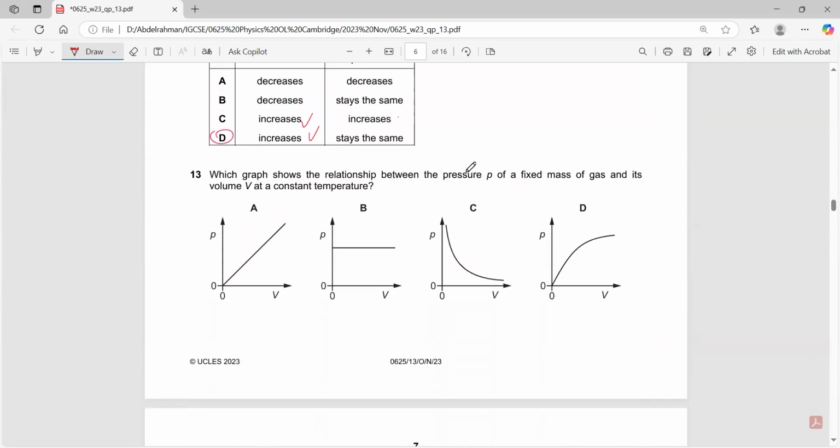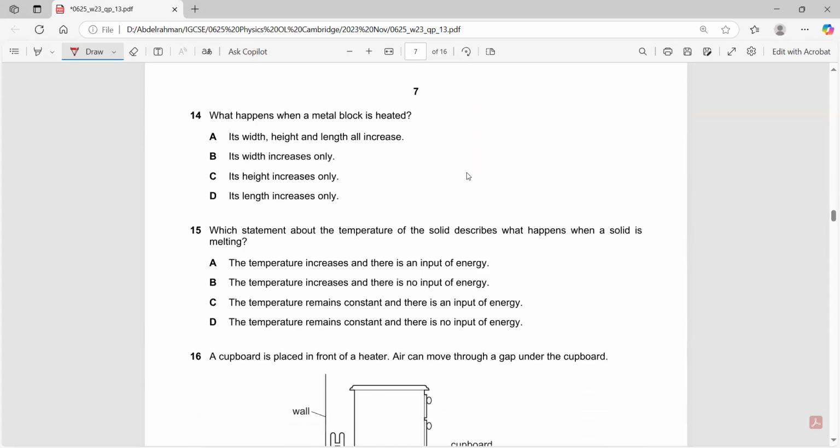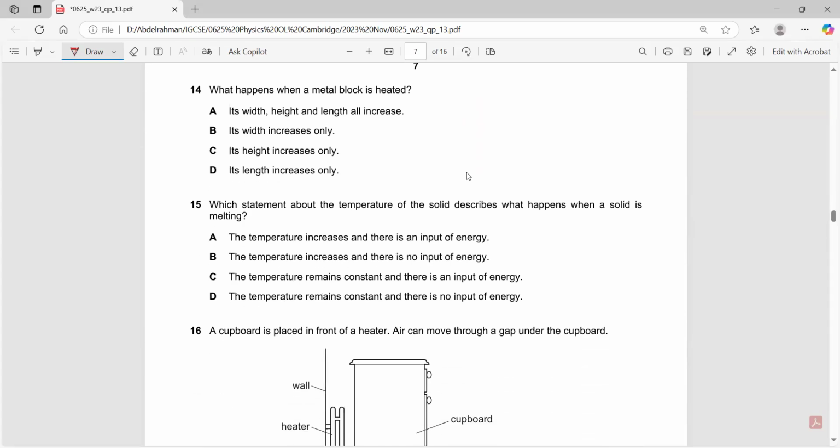Question 13. Which graph shows the pressure with volume at constant temperature? What happens to the pressure with the volume? They are inversely proportional, which is C. As the volume increases, the pressure decreases. What happens when a metal block is heated? Thermal expansion. So the width, height, and length, all of them increase.